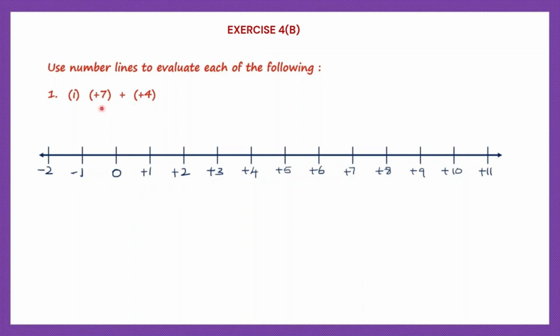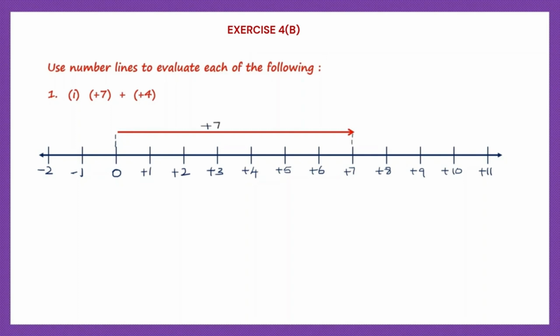Now let's go back to the question and look at the first integer given. It's +7. Whatever the first integer is, you start from 0 and go to that integer. So +7, where is it? It is here on the right side of 0. So we start from 0 and draw a line all the way up to +7. So we've got this line and it has come to +7.